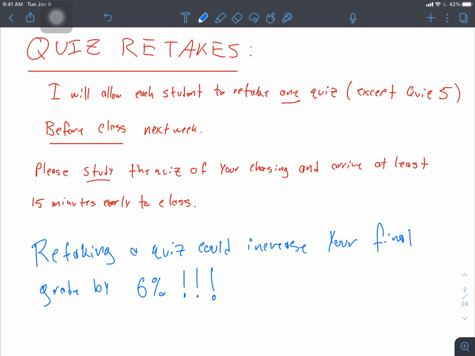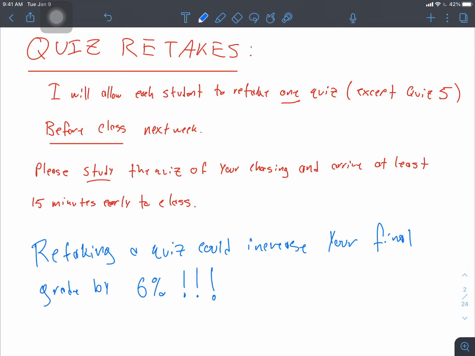So come early, 15 minutes early on Thursday if you want to retake one of your quizzes. I recommend that you retake the one that you got the lowest score on, because if you can increase your quiz grades, you can increase your final grade by as much as 6%. So please, please, please make use of that, because that is basically how I plan to sort of massage our grade distribution in lieu of a curve.